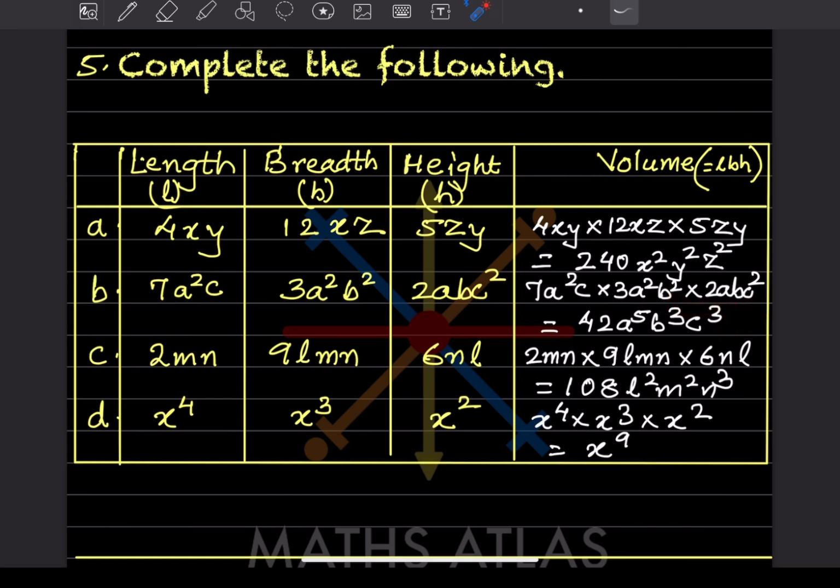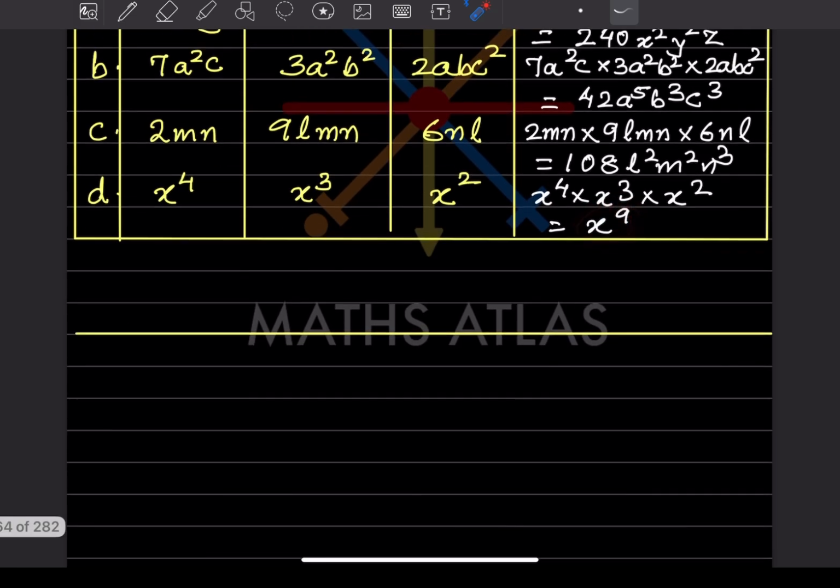For c, this is the answer. And for d, that will be x to the 4 into x cube into x square. So you are going to add the indices. So 4 plus 3 is 7, 7 plus 2, that is going to be 9. So x to the 9.